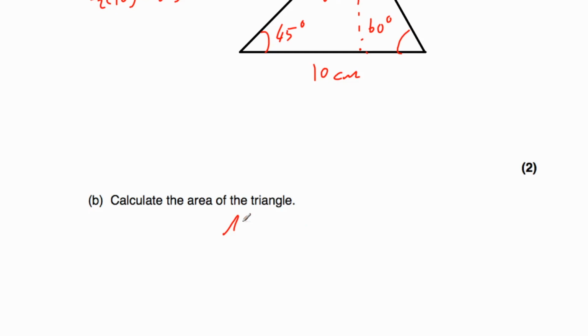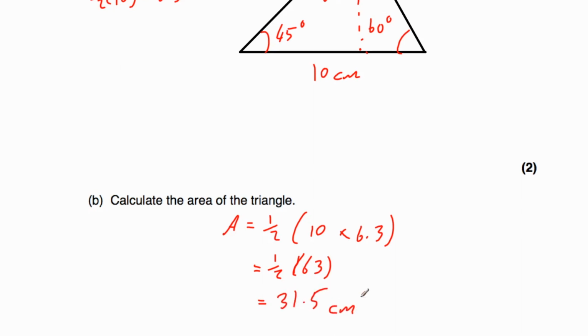So let's do that. The area of the triangle is equal to half the base times the height. This is an on-calculator question, so I'm going to do the base times the height, 10 times 6.3, and then divide by 2. 10 times 6.3 is equal to 63, so half of 63: half of 60 is 30, and half of 3 is 1.5, so my answer would be 31.5 centimeters squared, and that's the area of the triangle.